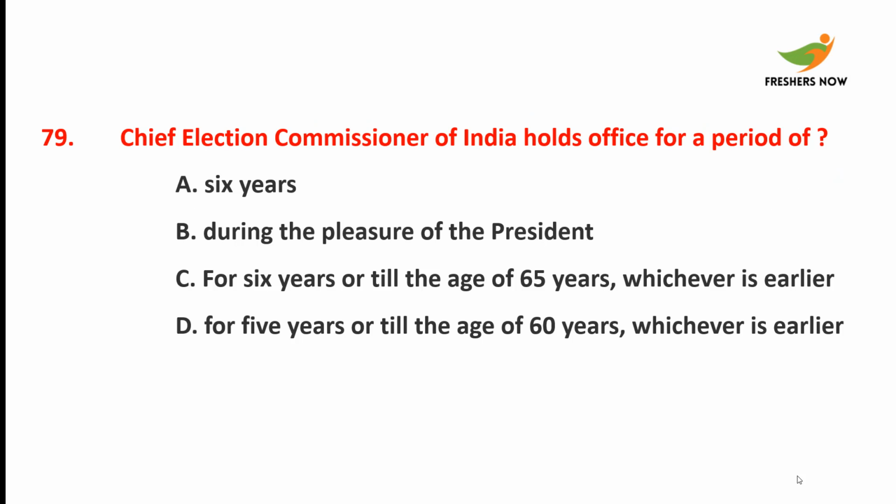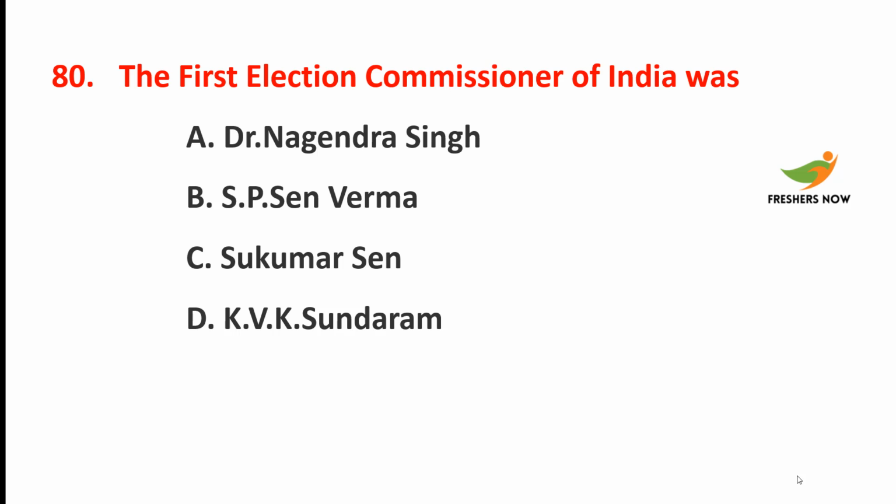79th question. Chief Election Commissioner of India holds office for a period of? And the answer is C, for 6 years or till the age of 65 years, whichever is earlier. 80th question. The first Election Commissioner of India was? And the answer is C, Sukumar Sen.